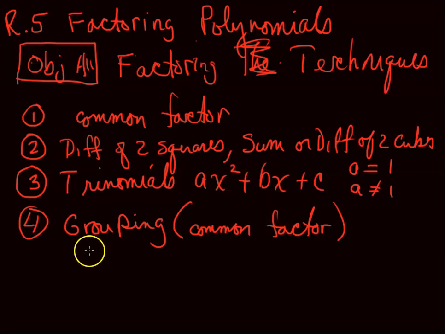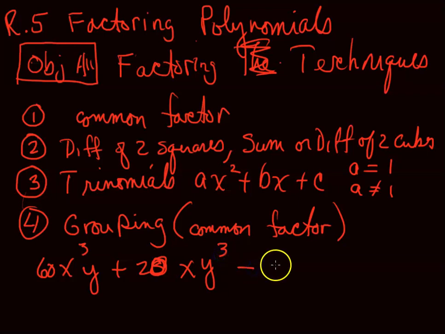So, our first one, if we start looking at factoring, let's see if I can write this down for you. So, if I have 60x cubed y plus, let's not do 23, let's do 20xy cubed minus 15x squared y squared. Okay.